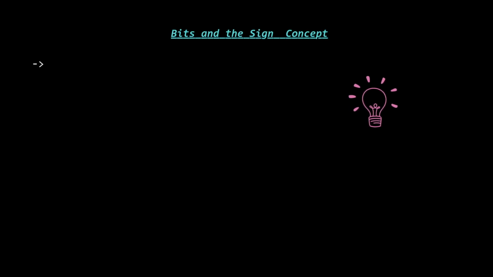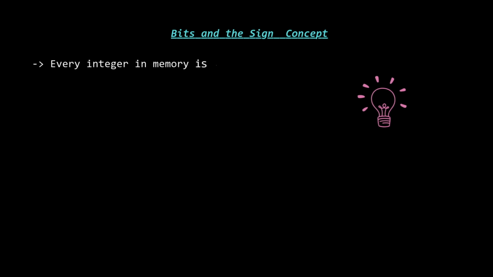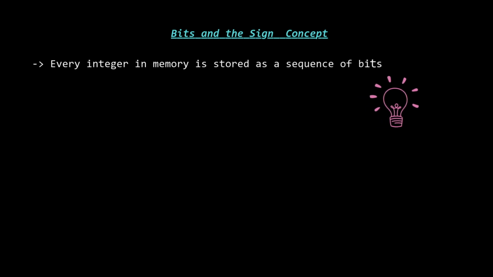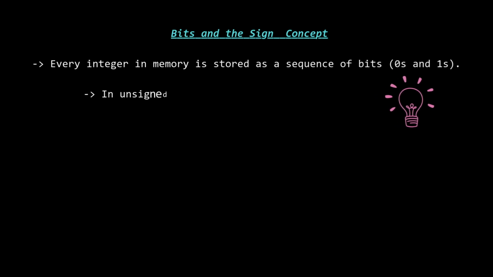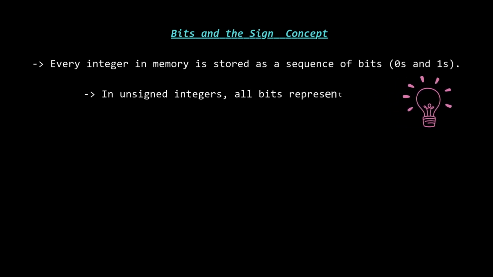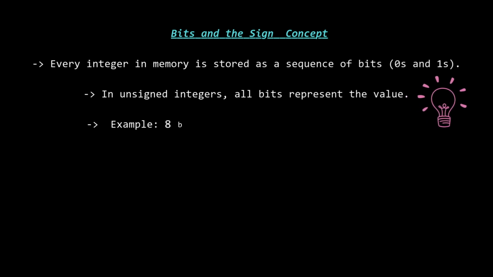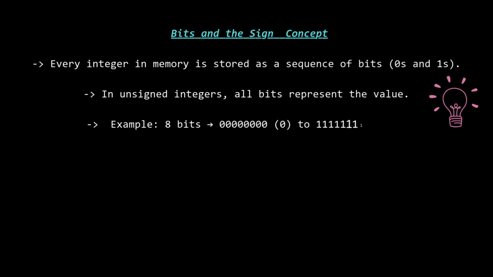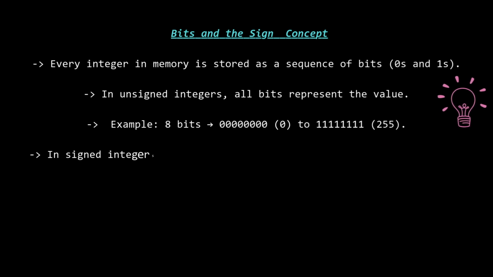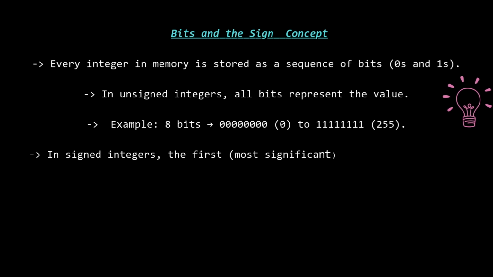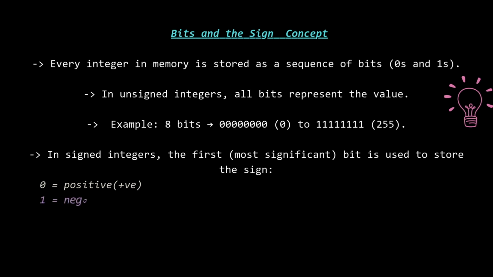There are some concepts we need to understand while working with integers, or even computers generally. A very good topic is the binary system. We know binary is what the computer understands. The computer doesn't understand our normal English language or other languages that we speak. So the concept I want to introduce is bits and the sign. Every integer in memory is stored as a sequence of bits, that's zeros and ones. In unsigned integers, which is what we're treating presently, all bits represent values.